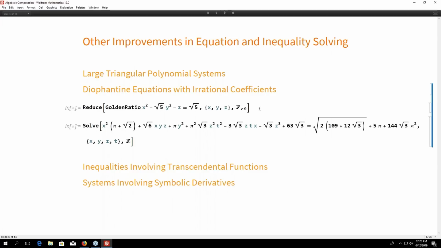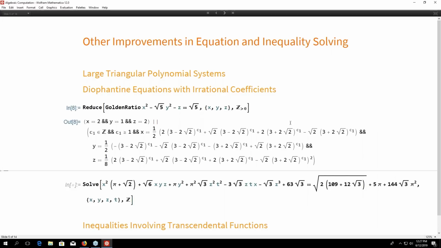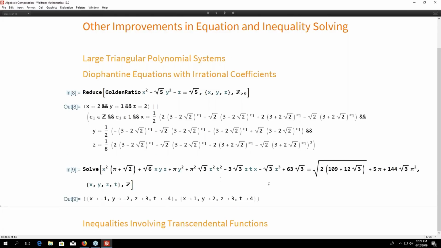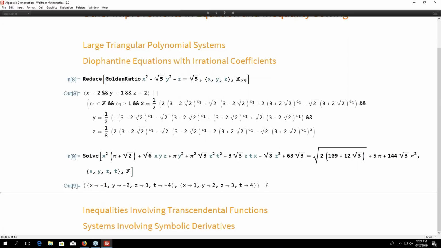Another class that we have extended the functionality for is Diophantine equations with irrational coefficients. So now we can specify the Diophantine equation, and some of the coefficients are irrational, and we can solve for positive integers. This is another thing that was added in version 12. We can now specify domains like positive integers, positive reals, negative reals, and so on. So, and here's the solution set. So, positive integer solutions, and here is a slightly more complicated equation in 4 variables. We are also looking for integer solutions, and it has only 2 solutions.